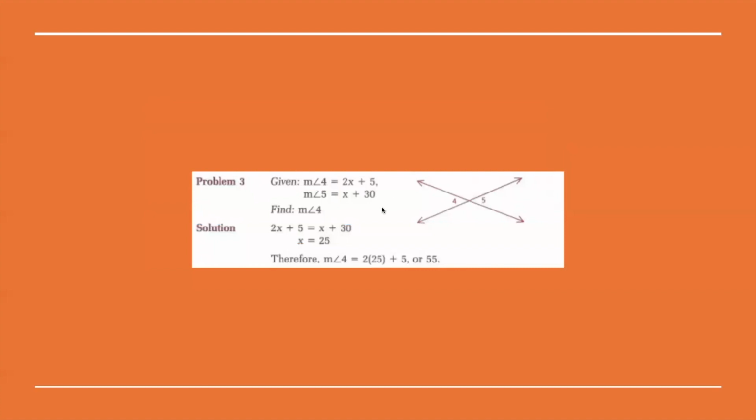Problem 3. We are given that the measure of angle 4 is equal to 2x plus 5, and the measure of angle 5 is x plus 30. We need to find the measure of angle 4. Our solution is 2x plus 5 is equal to x plus 30. After subtracting the 5 and subtracting the x, we know that x is equal to 25. Therefore, the measure of angle 4 is 2 times 25 plus 5, or 55.